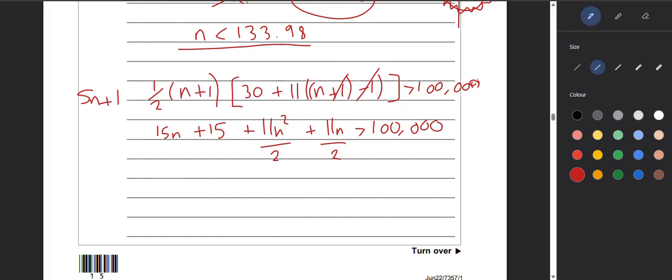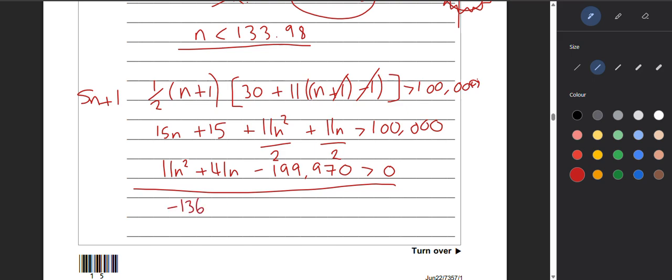And then just rearranging all that, I get 11n squared, and then that'll be plus 41n. Then I get minus 199,970 when I do that. And that is greater than 0. And then again, however you want to solve that, either bung it into your quadratic formula or use the solver tool in your calculator. So I get values of minus 136.71 and I get a value of 132.98. That should be a 9.